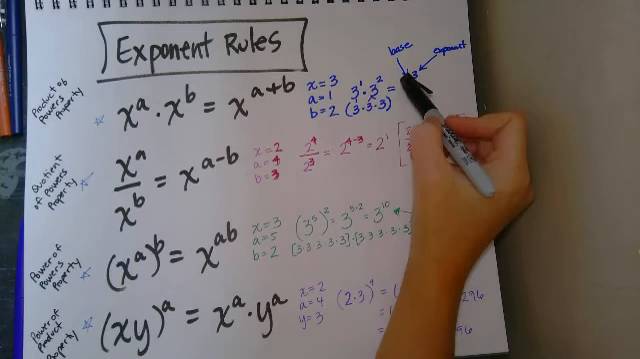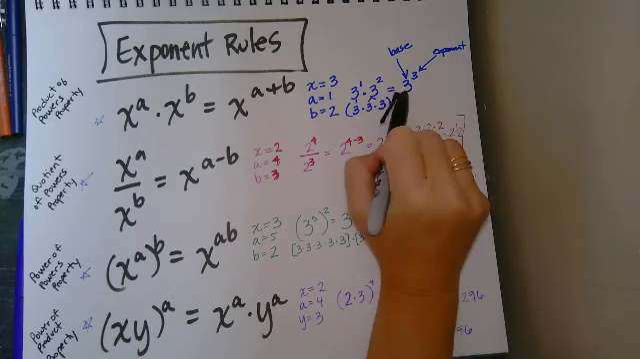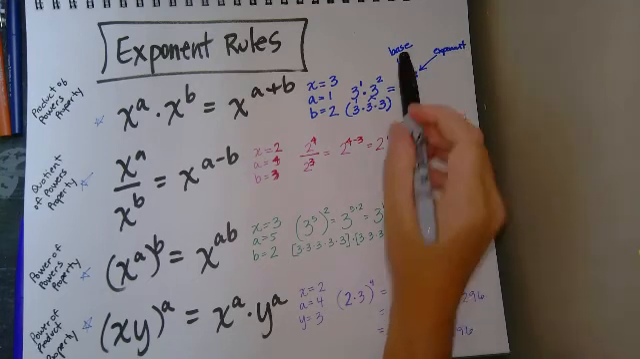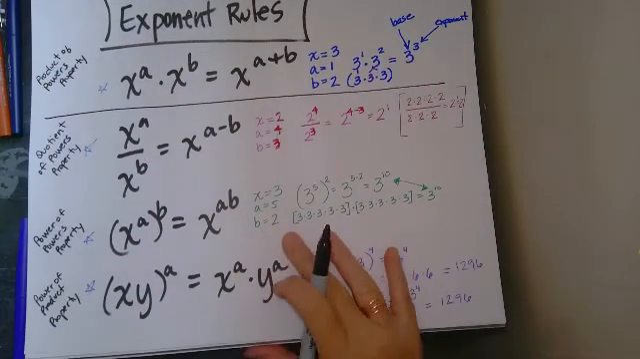I also want you to note that the large number here is called the base, and we'll be referring to that as the base number, and we'll be referring to that superscript small number up above as the exponent. All right, so that's the first one. Let's go to the next one.